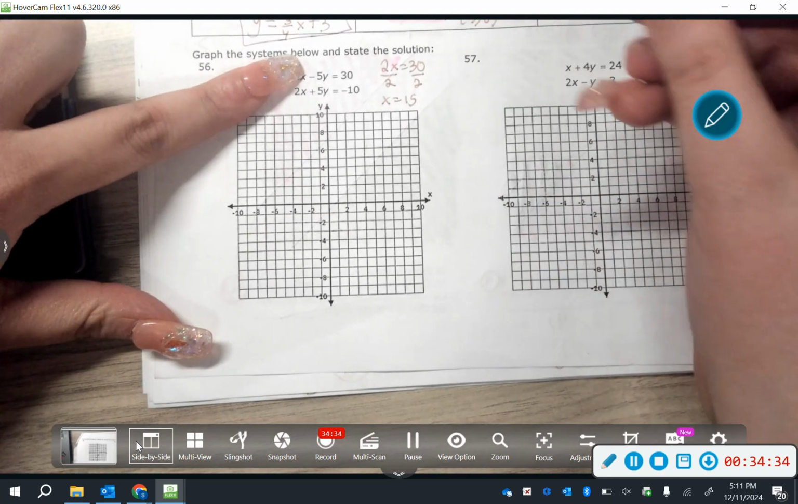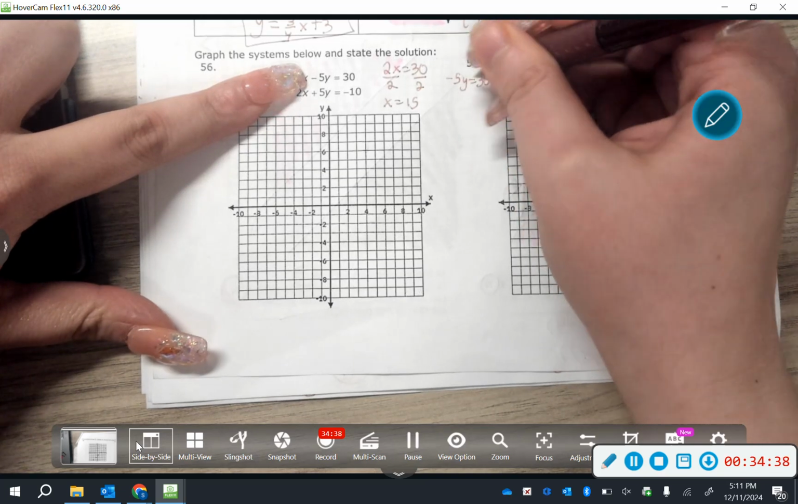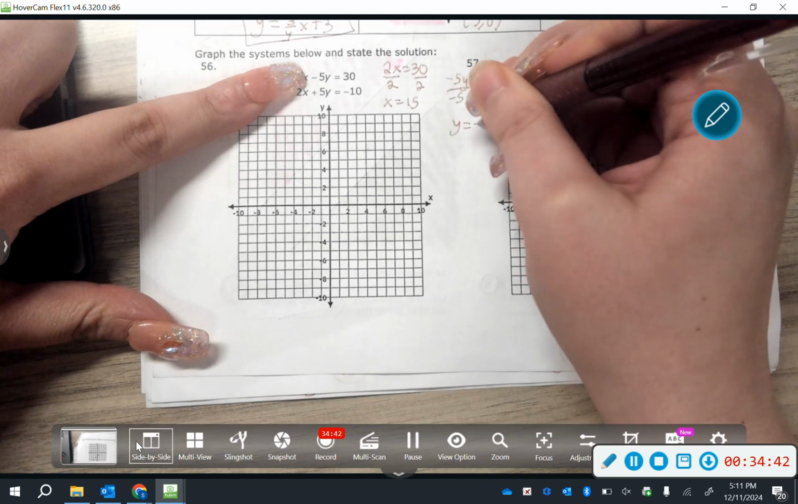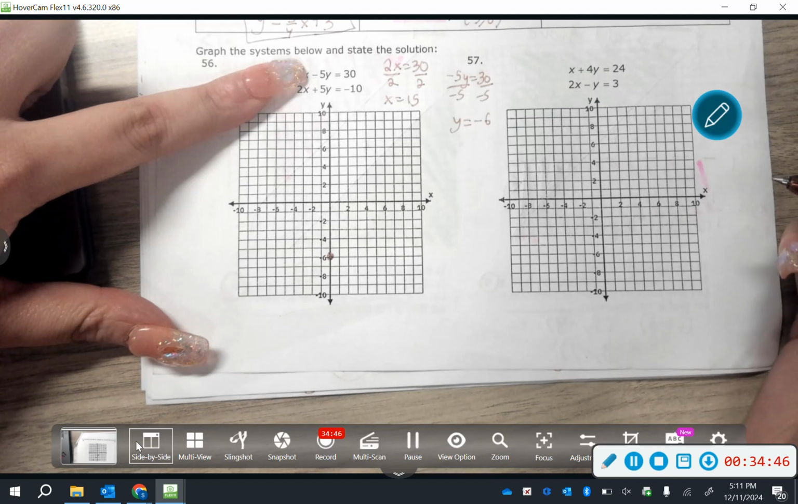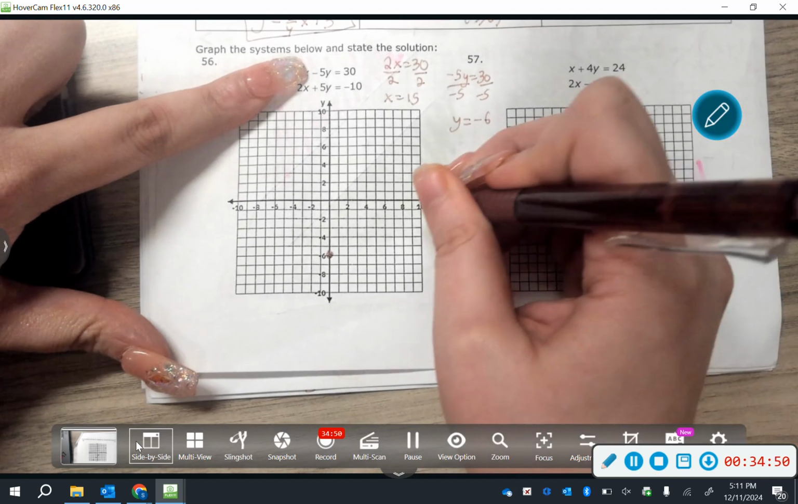Okay, and then for this one, we have negative 5y equals 30. Divide both sides by negative 5. Y equals negative 6. So we at least know we have a y-intercept at negative 6. We're going to have an x-intercept somewhere over here.